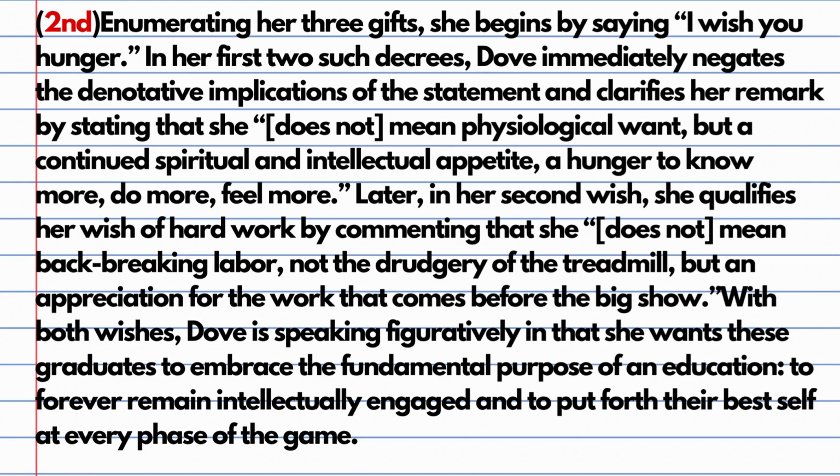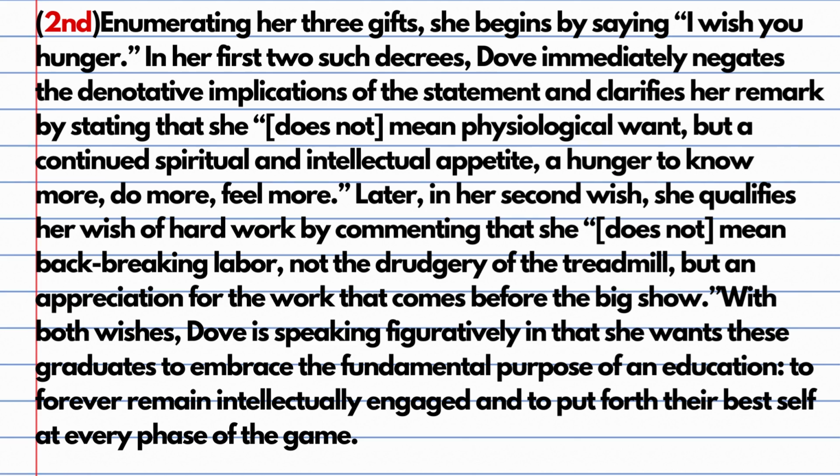Well, you just can't quote dump. You got to analyze it. You got to unpack it. Later in her second wish, she qualifies her wish of hard work by commenting that she does not mean backbreaking labor, not the drudgery of the treadmill, but an appreciation for the work that comes before the big show.